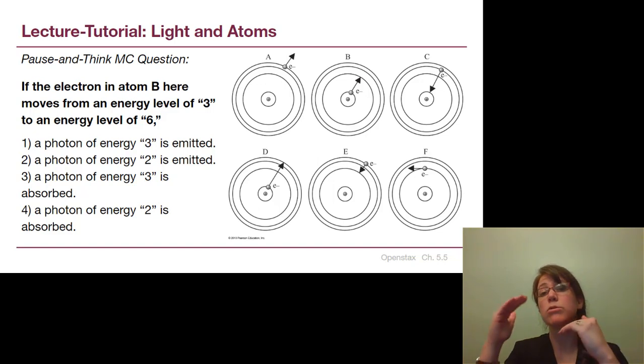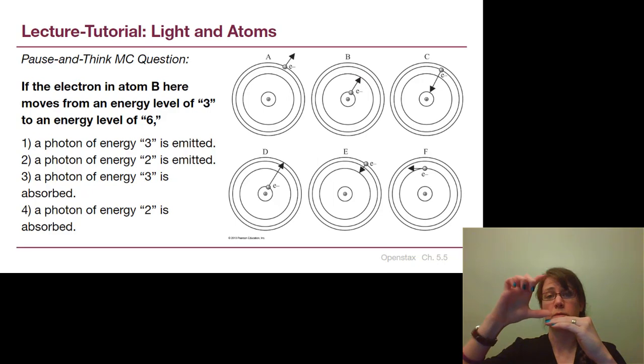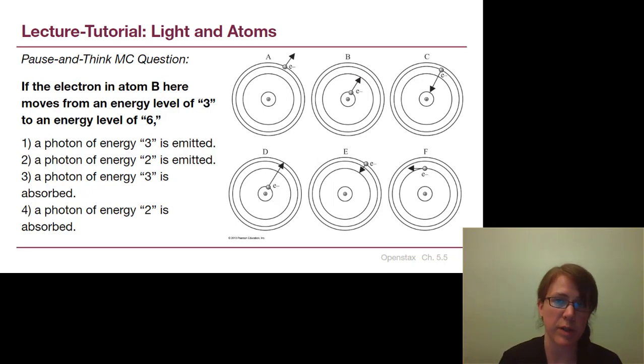And the amount of difference, we jumped from 3 to 6, that gap of 3 is the amount of energy we need. We need that exact amount of energy. So option 3 here, a photon of energy 3 is absorbed, is the correct one. We don't need to know the units, and we don't need to worry about more complex calculations than that. But that is the heart of our understanding of what we mean by absorbing and emitting energy in the form of photons.